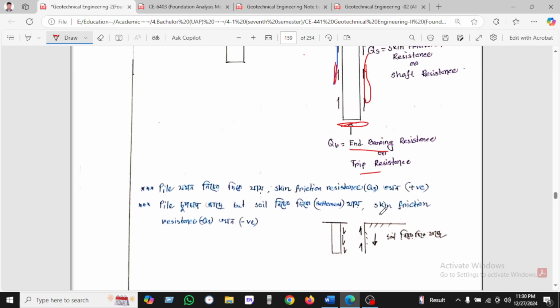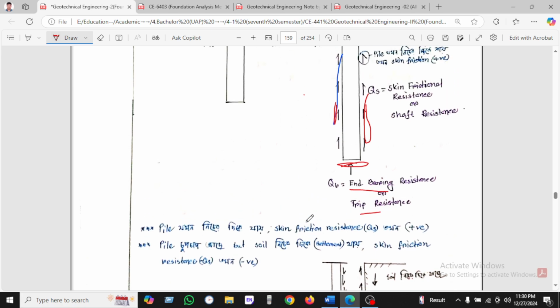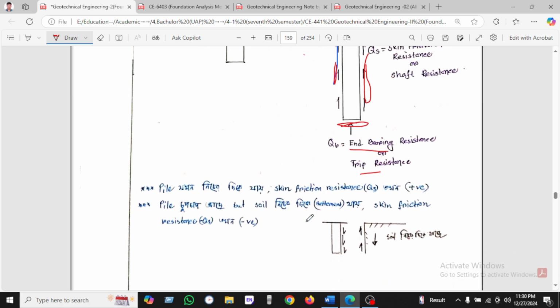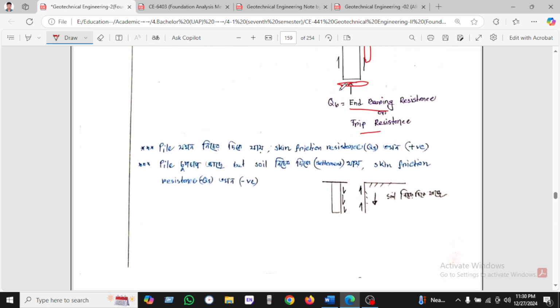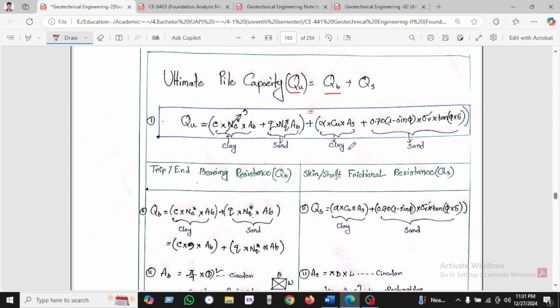When the pile goes downward, the skin friction will increase. Okay, so this is the main formula we must memorize. The ultimate bearing capacity of pile, Qu, is the tip bearing or end bearing, and the skin friction.